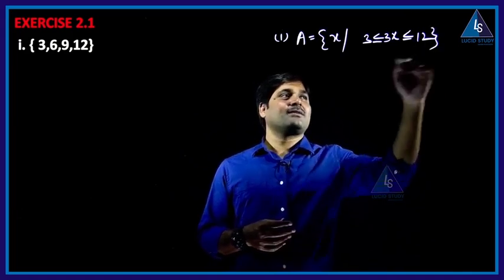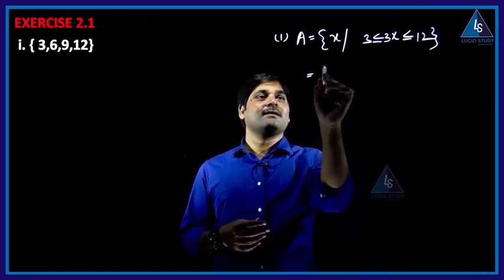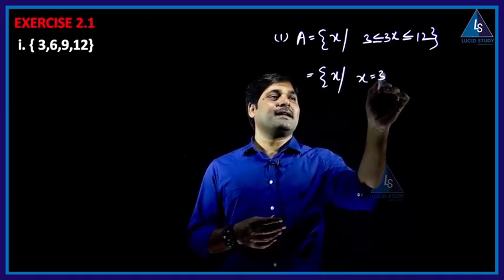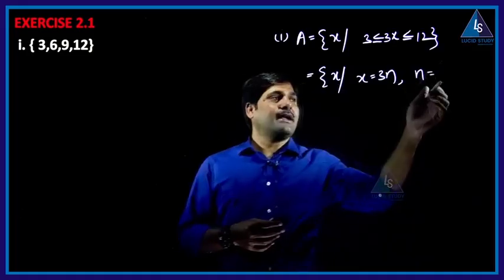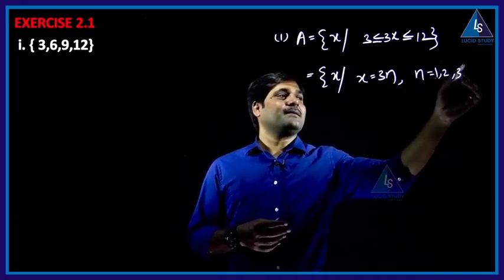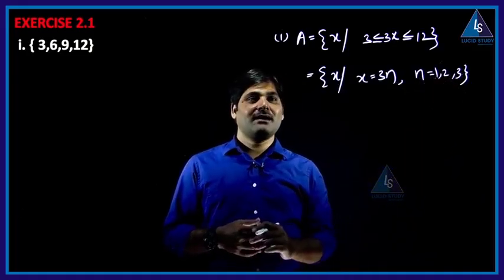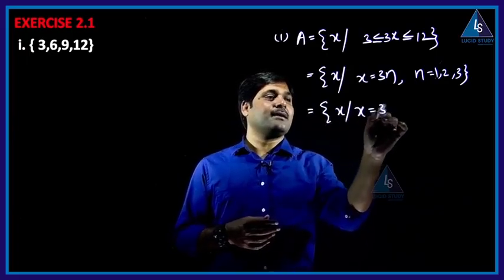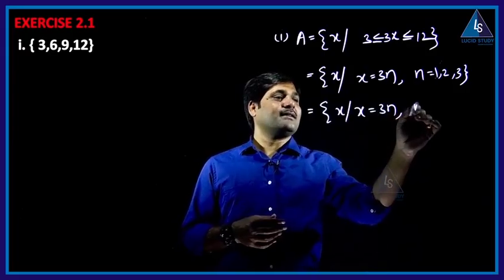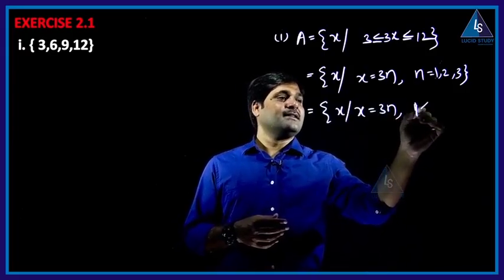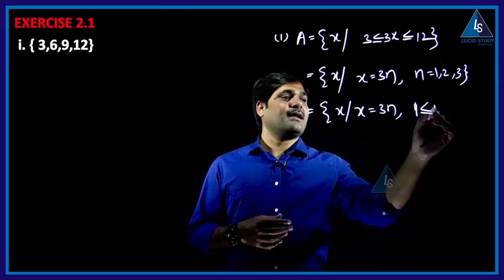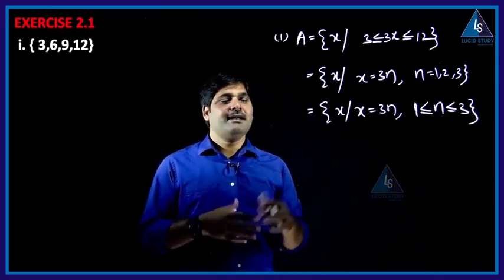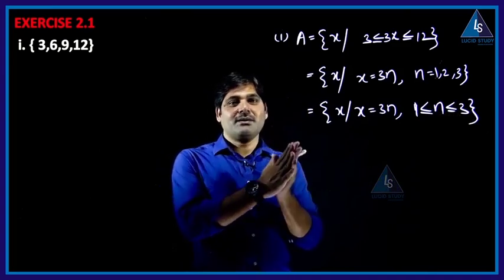Like this we can write it, or we can write x such that x is equal to 3n where n is equal to 1, 2, 3. Or you can write x such that x is equal to 3n where 1 less than or equal to n less than or equal to 3. So like this we can write any logic. You need to understand it immediately.